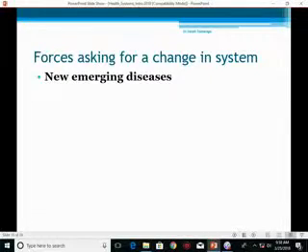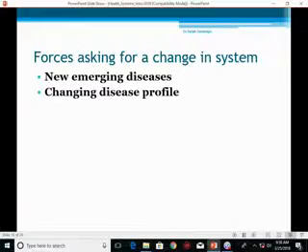Earlier we didn't have much non-communicable disease. In recent times, it is increasing. Now we had to set up what we didn't have earlier: healthy lifestyle centers. Now we have established healthy lifestyle centers. So emerging diseases make us change the system. We are changing the system.